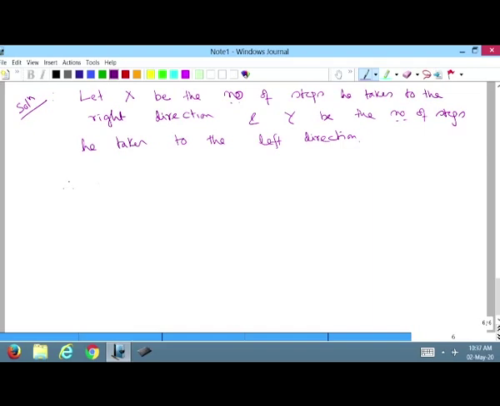Therefore, x plus y is equal to 6, because we are looking at a total of 6 steps, and modulus of x minus y is equal to 2. This is obvious. That means either he takes 2 steps more to the right or 2 steps more to the left. Therefore, we get 2 equations.